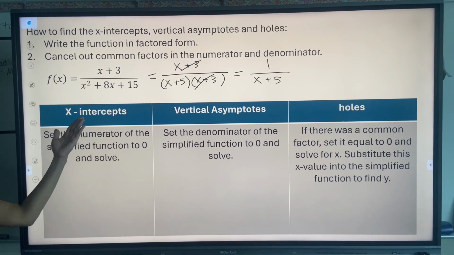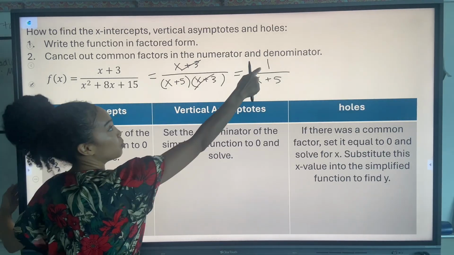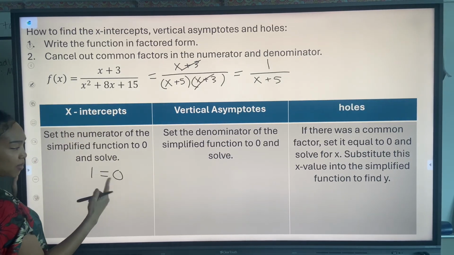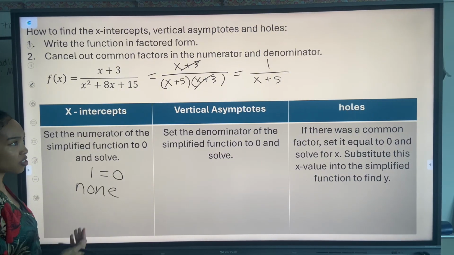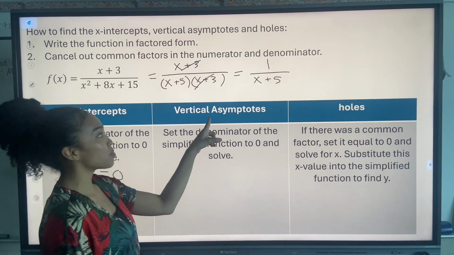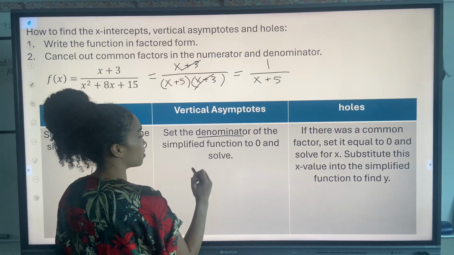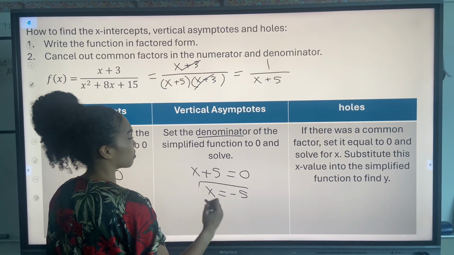Okay, let's find the x-intercepts. You set the numerator equal to 0 and solve. Your numerator is 1. Does that make sense? No. Okay, so that means there is none. You have no x-intercepts. Next, let's find the vertical asymptote. You set the denominator equal to 0, and you solve, so you get x is -5.